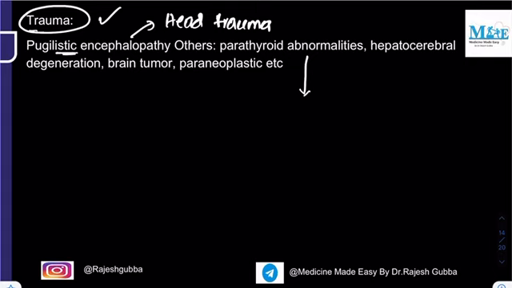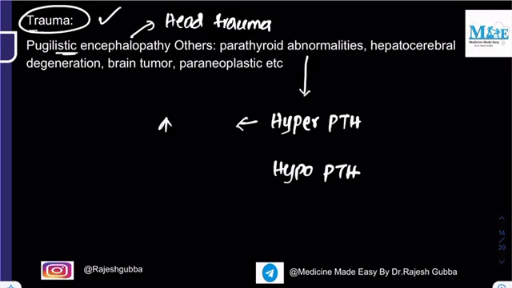Okay, then you take the parathyroid disorders. The parathyroid disorders include hyperparathyroidism as well as hypoparathyroidism. Both of these can cause Parkinsonism. Hyperparathyroidism increases the calcium levels, and this calcium will deposit within the basal ganglia, causing secondary Parkinsonism.